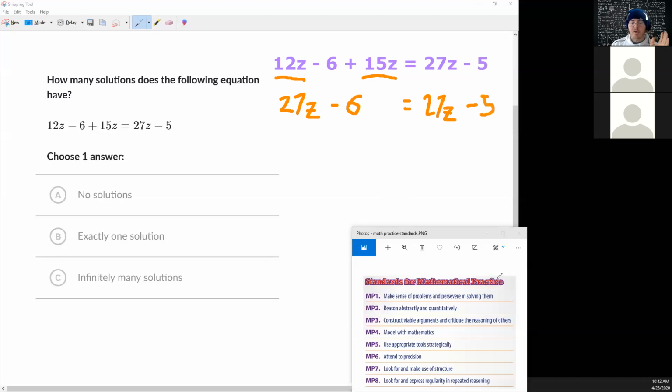Now, because of my experience and my repeated reasoning skills, I know where this is going. But in case you don't, what you would do next is subtract 27z from both sides. And because we know our abstract rules, they make zeros. So what you end up with is negative 6 equals negative 5. The problem with that is that that does not make any sense.